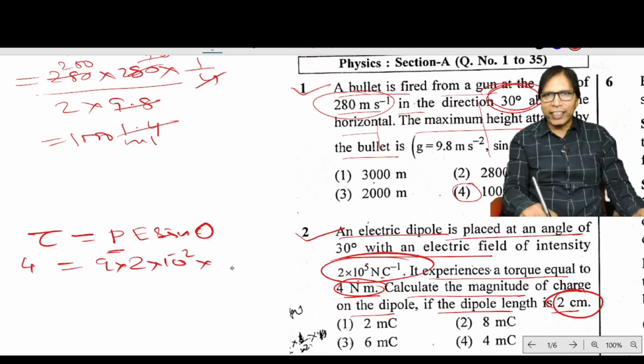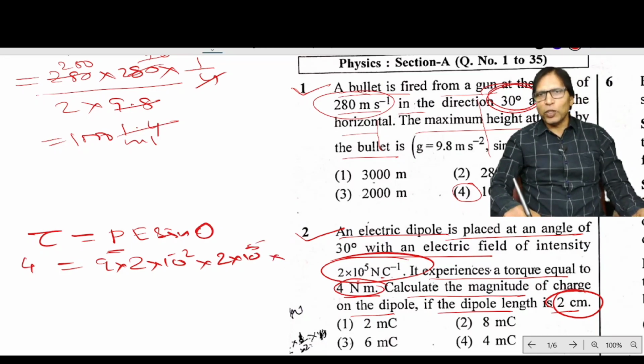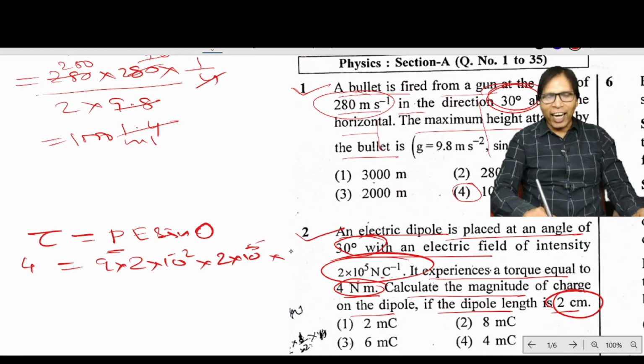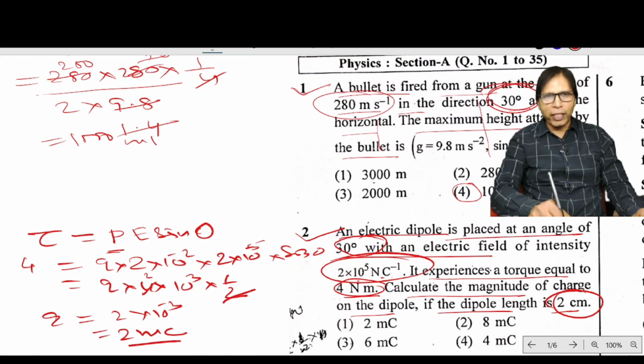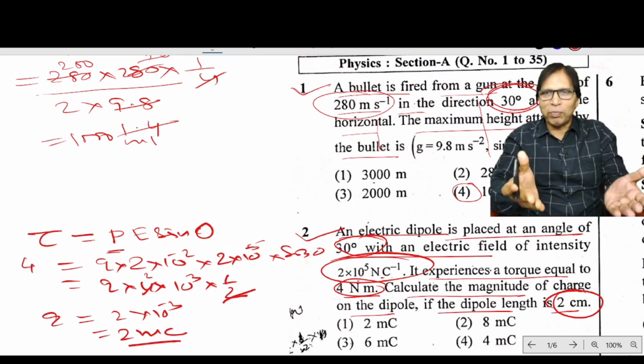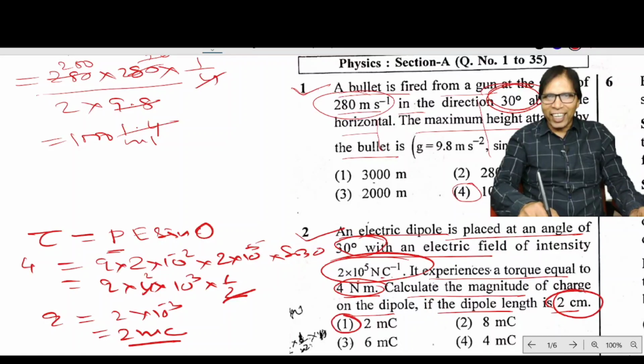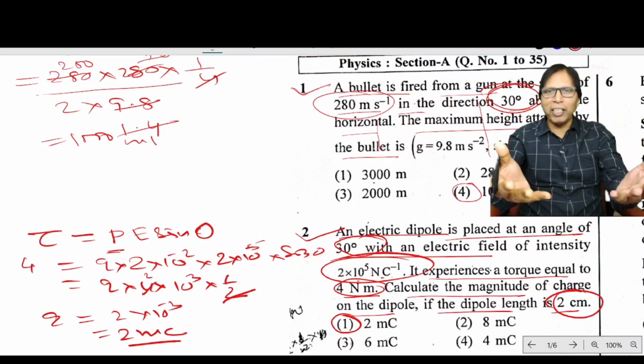What is E? E is 2 into 10 to the power 5. And sin theta, where theta is 30 degree, sin 30 is half. Now this is Q into 4 into 10 to the power 3, and this is the half. Now this and this cancel out. So Q equals 2 into 10 to the power minus 3. So 2 millicoulomb is the amount of charge in the dipole. Now option A is correct. This is a very simple numerical.